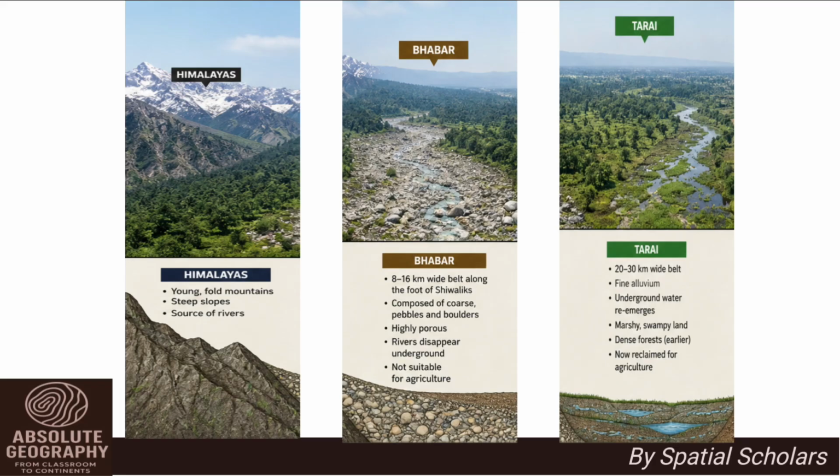On the eastern side of the Teesta river, the Tarai region is known as Duars. We already know Dwar means gateway, and this region forms the gateway between Bhutan and the plains of India. That is why this area is known as Duars.